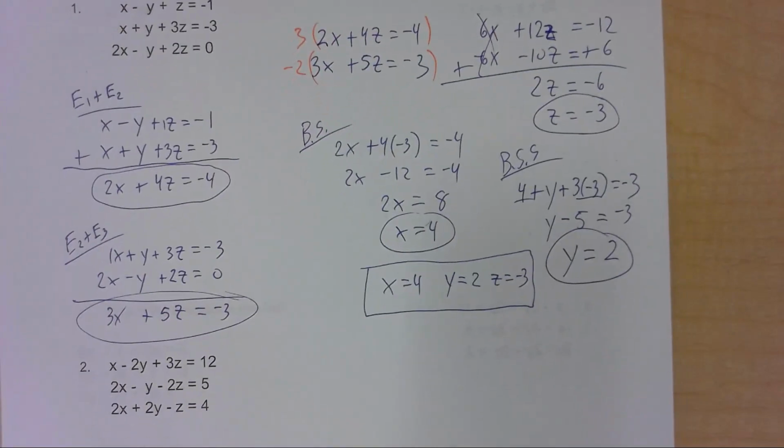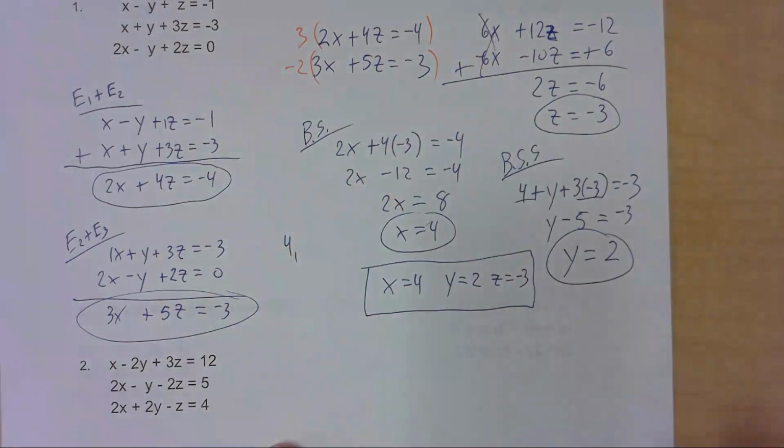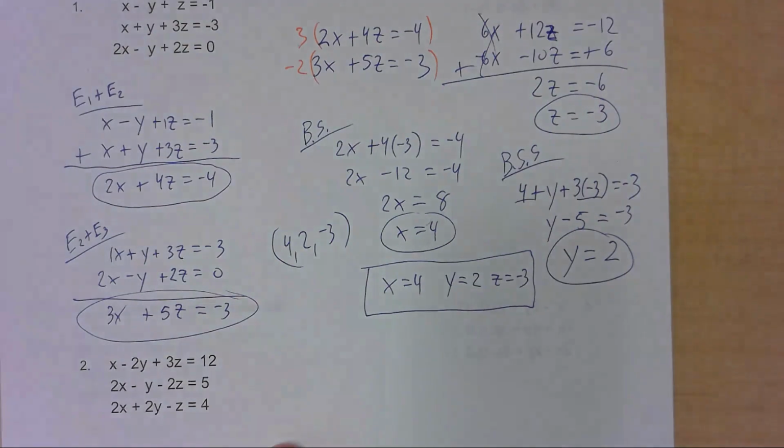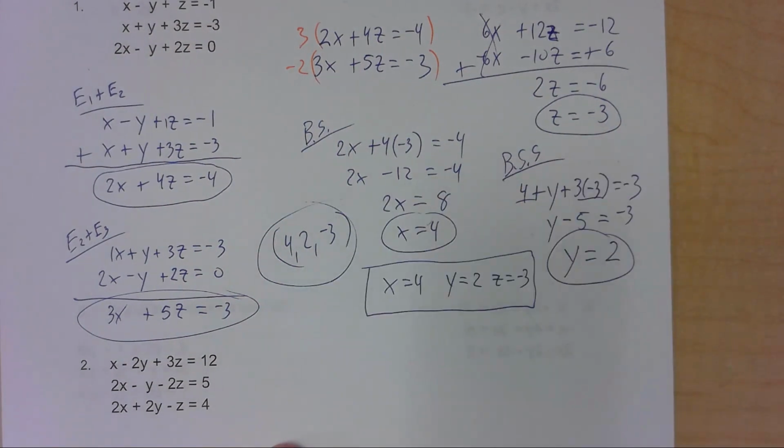In the world of 3 dimensions, this is an ordered triple. So sometimes you'll see the solution 4, comma 2, comma negative 3. Instead of an x and y dimension, there's a third dimension, z. So there's the answer right there: 4, 2, and negative 3, for x, y, and z.